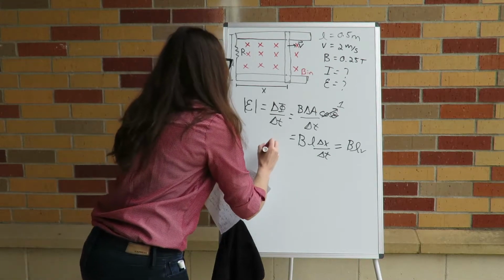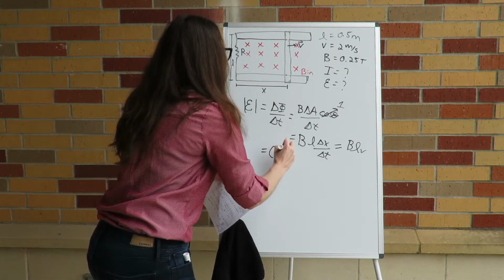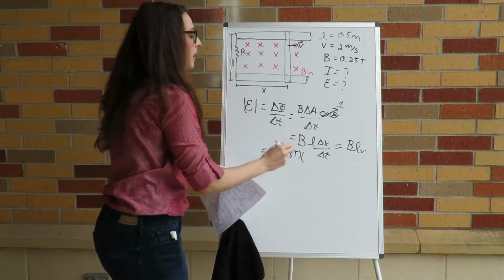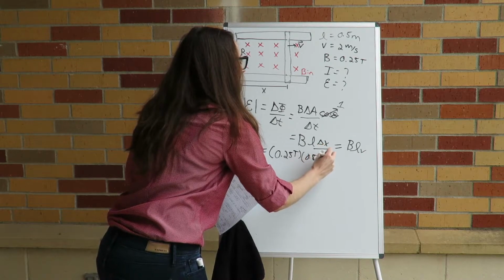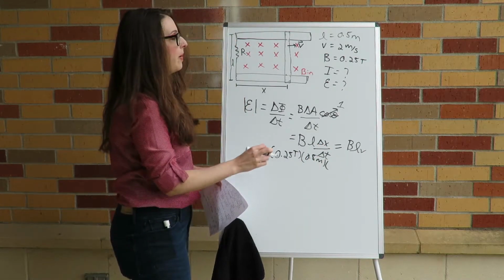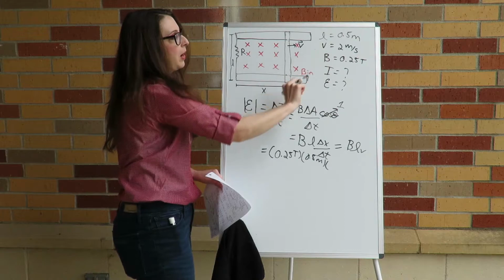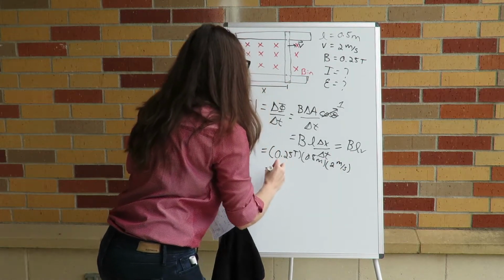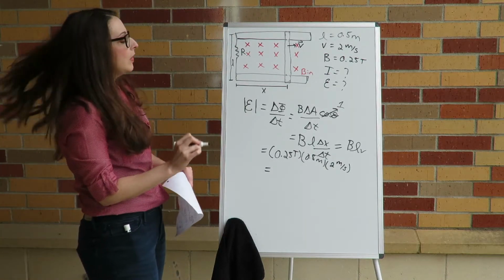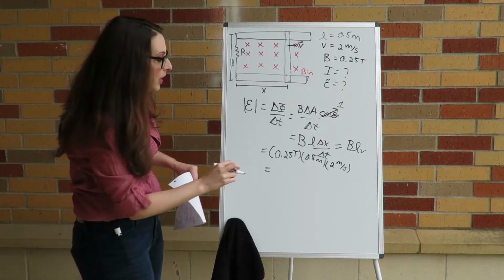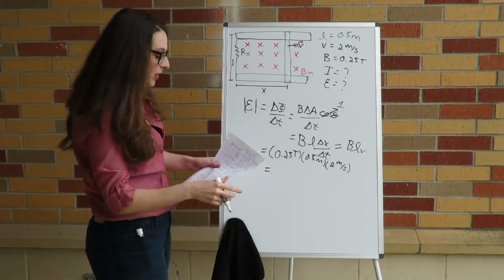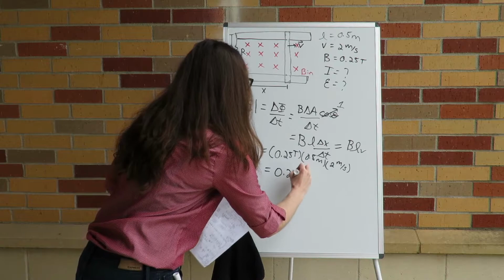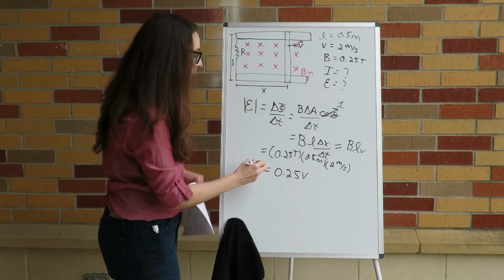So now I can plug in my magnetic field strength, 0.25 Tesla, multiply it by this length here, 0.5 meters, and then also multiply it by my speed at which I'm moving this bar to the right. So that's 2 meters per second. And so then I have 0.25 times 0.5 times 2, so the induced EMF is 0.25 volts here.